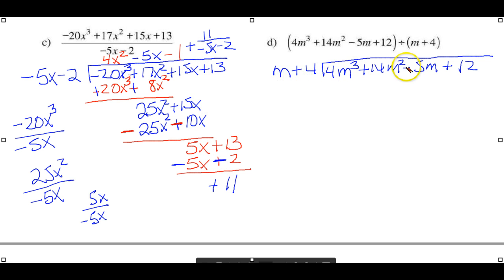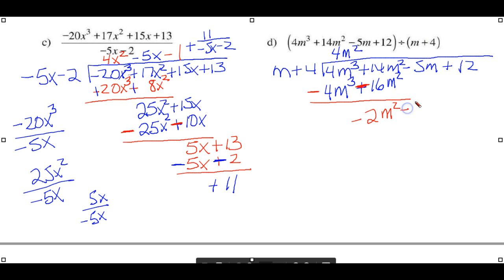Okay, let's give you some time to do letter D. In fact, I'll do some of it live here. So we have m times 4m squared gives me 4m cubed. That's what I want there. Now 4 times 4m squared is 16m squared. I've put my line. Now I have to change my signs. These cancel out. I end up with a negative 2m squared.